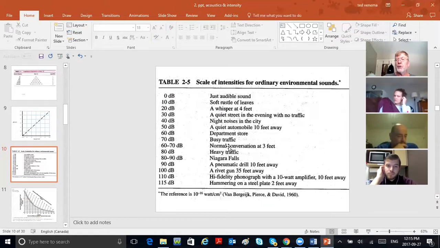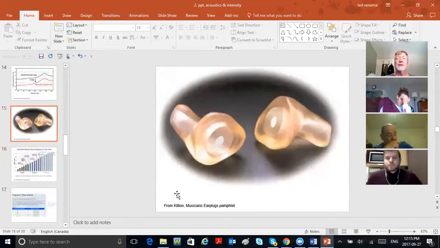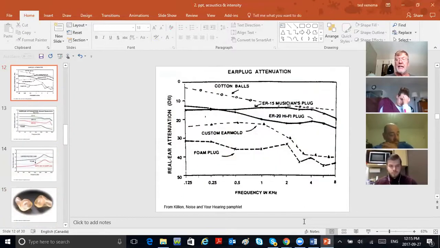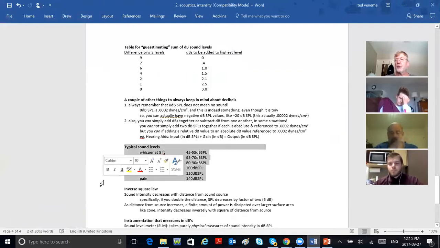This is true. Normal conversation at 3 feet, 60 to 70. But all these should be read in dB SPL. All of them should. See if I can find another pack of lies. So, what I need you to really focus on is these levels. This is the truth. Compare that to the stuff you get in your PowerPoints, and you can tell falsehood from the truth. Okay?